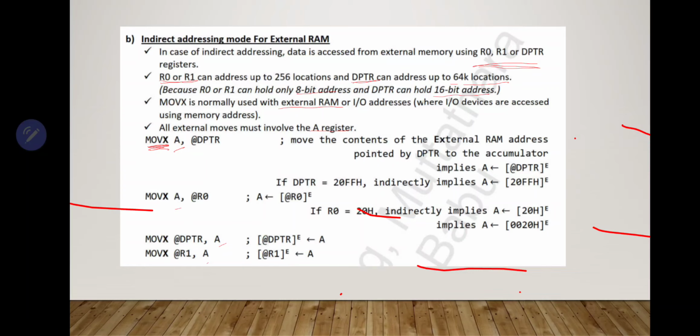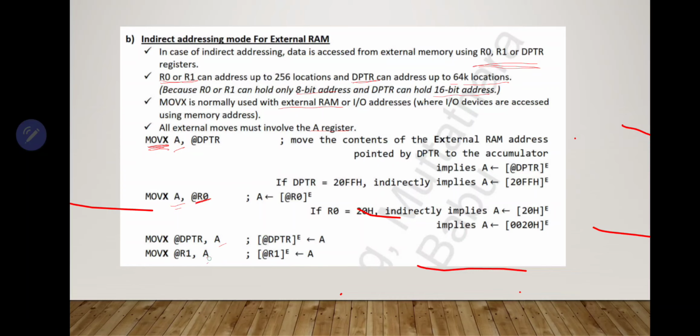So convert that data to an address, then take the data in that address and move it to A. Then a similar case, MOV A, @R0 means there is an R0 register which has a content. That content is converted to an address, then we go to that address, take the content of that address and move it to A. Then MOVX @DPTR, A means A is moved to the content of the data pointer location, that is, an address location.